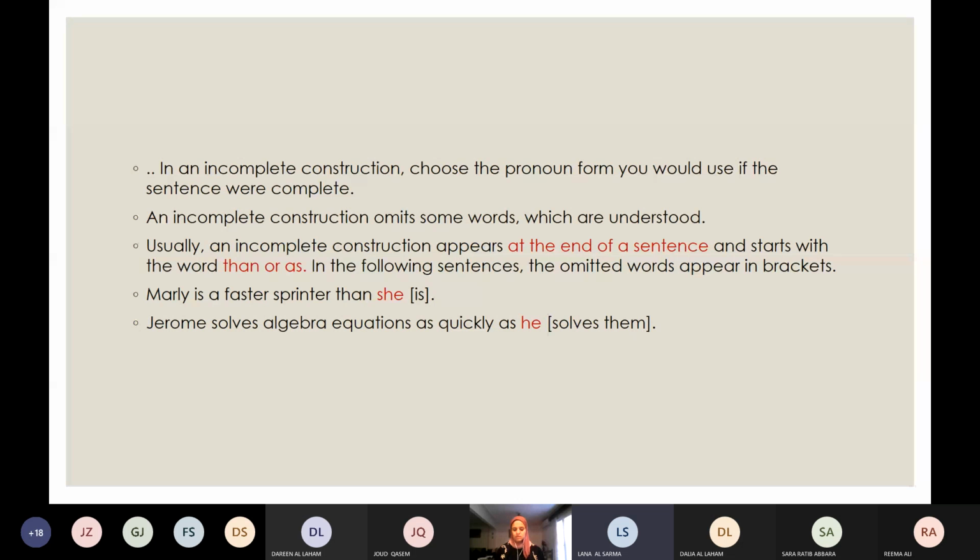Yes, miss. Robin isn't always as strong a swimmer as me. Again, Robin isn't always as. We said there is as. So when there is as, we understand it's omitted, incomplete construction. So as strong a swimmer as I am. There should be am. But it's omitted, so it will be I, dear.